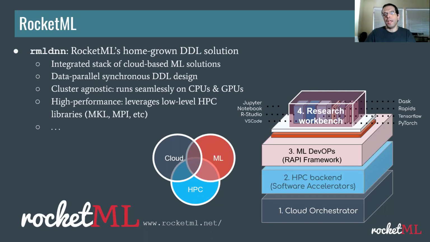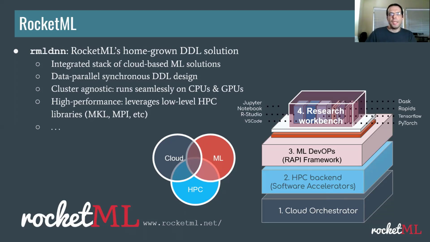And on top of that, then we have this HPC backend layer with the software accelerators. And these are high-performance C++ based applications for distributed machine learning in general. And RML-DNN sits at this layer. Then on top of that, we have an ML DevOps layer, which is a GUI-based platform as a data science workbench, on top of which then users can take advantage of popular applications, use PyTorch, use TensorFlow, open Jupyter notebooks and whatnot. And all these applications then interact down the stack with the high-performance computing machine learning tools and with the underlying hardware clusters and so on.